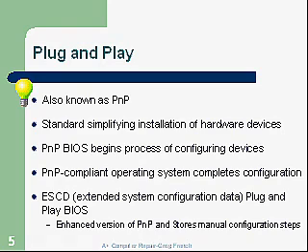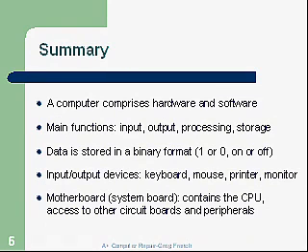In summary, the computer comprises hardware and software. We can't get that hardware to work without the software. Software is important. Main functions: input, output, processing, and storage. Data is stored in a binary format, ones and zeros, a base 2 system. This is the only thing a computer understands. It doesn't understand the decimal or our language. Input and output devices are keyboards, mice, printers, monitors, other devices that plug into the back of the computer.